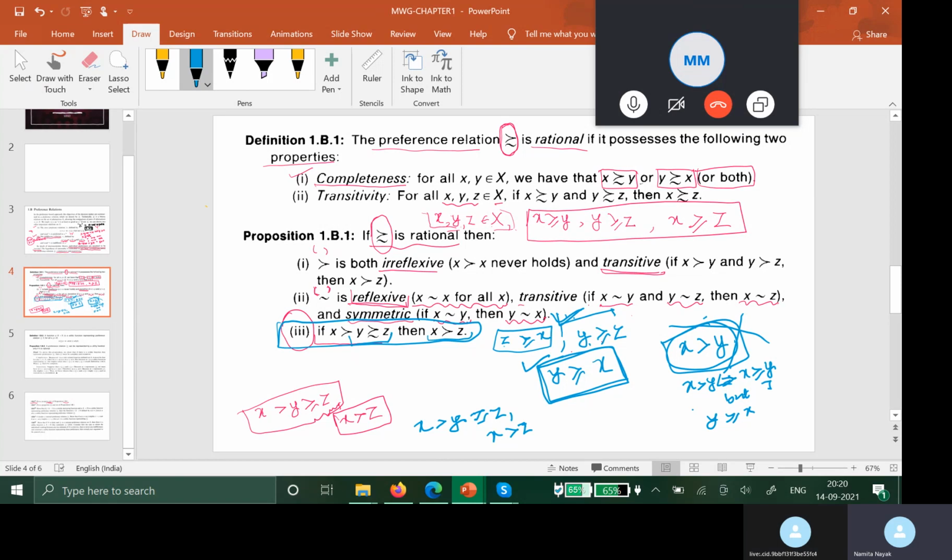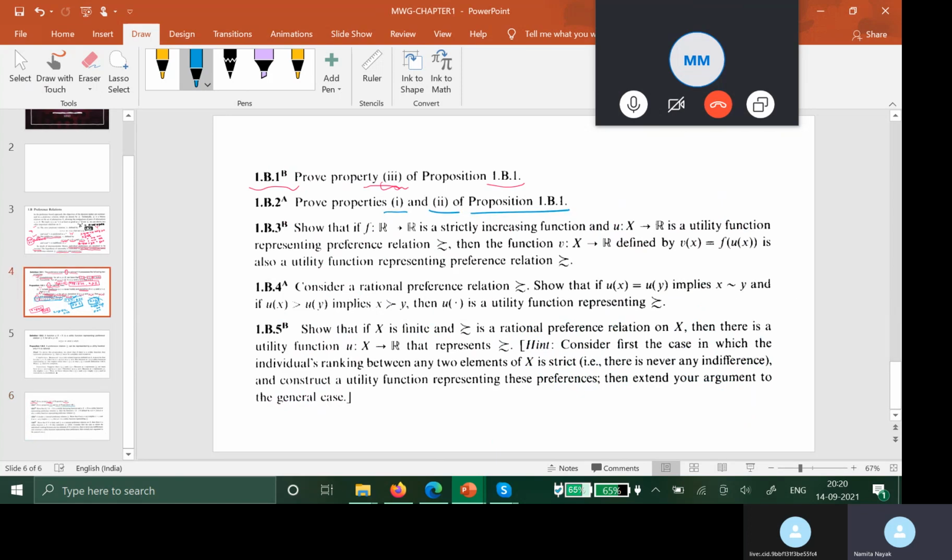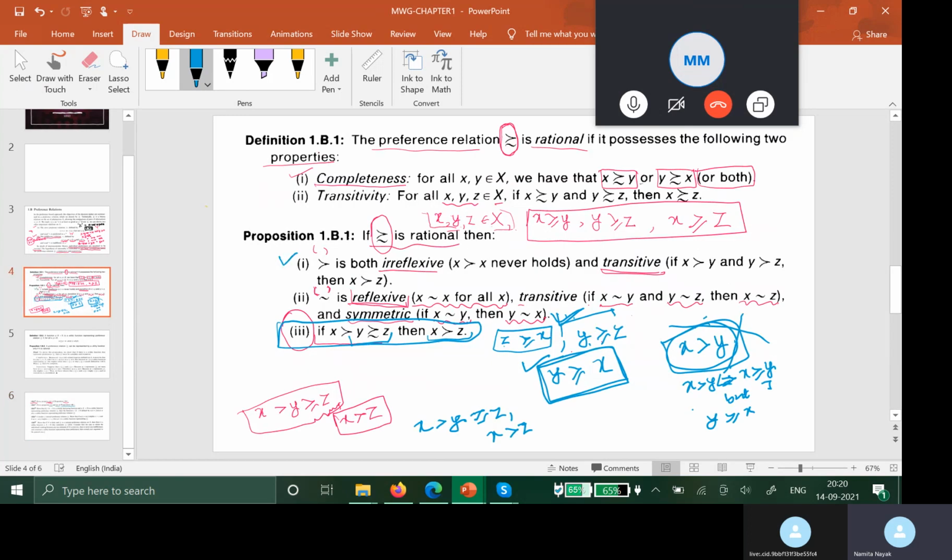Then question number 2 is also related to that, property 1 and 2 we have to prove. So what are those property 1 and 2? Property 1 is that the strict preference is both irreflexive and transitive.